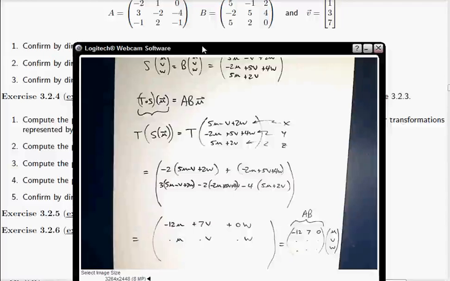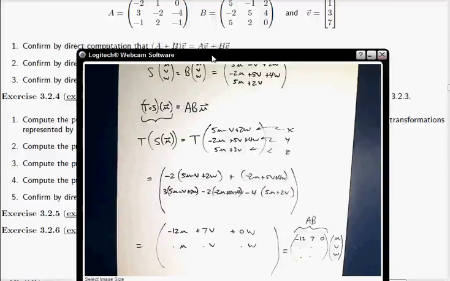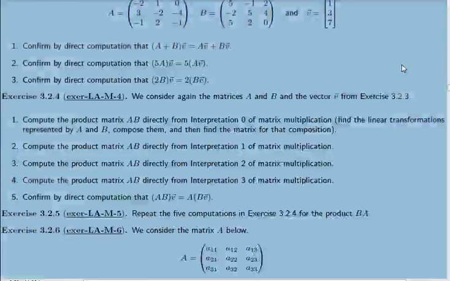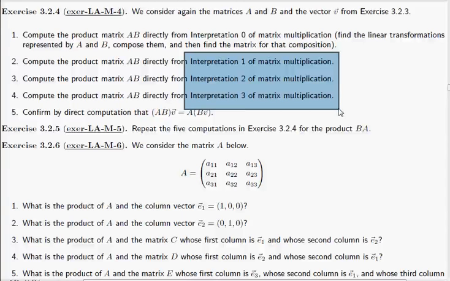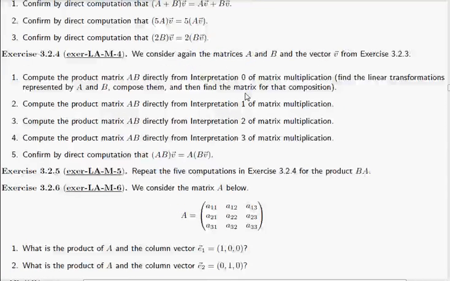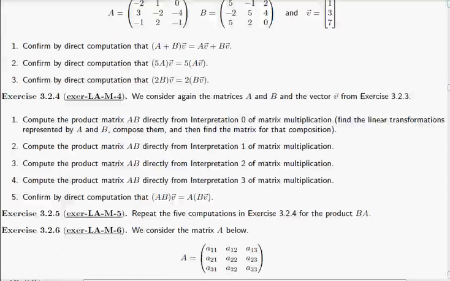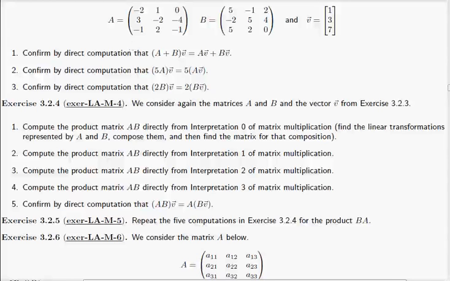Because the next thing we observe is that you can compute the exact same product matrix by using these other interpretations of matrix multiplication. And so let's do that for one of these.